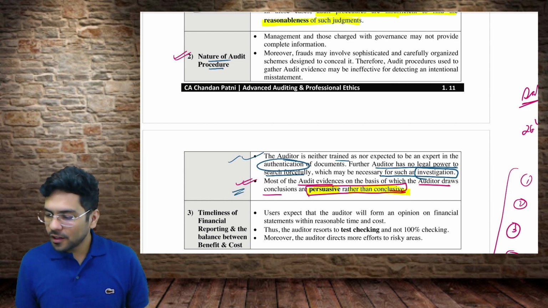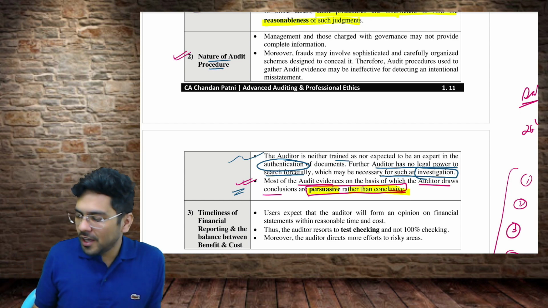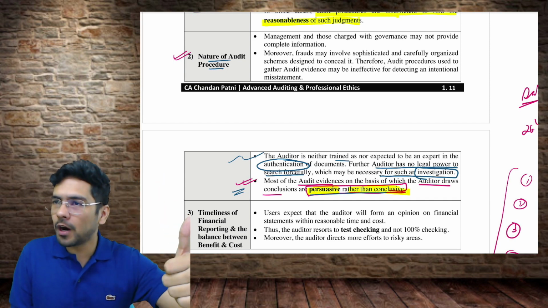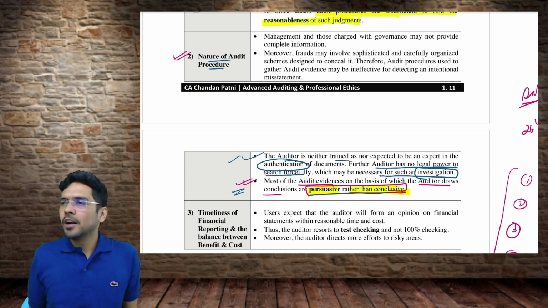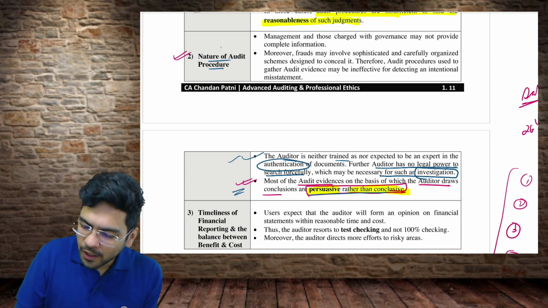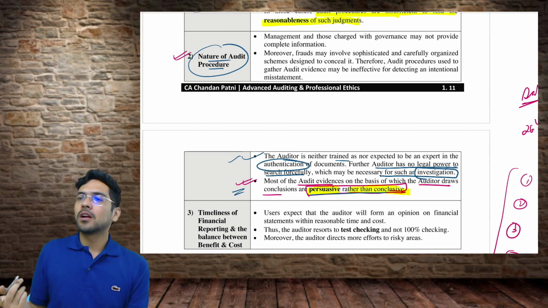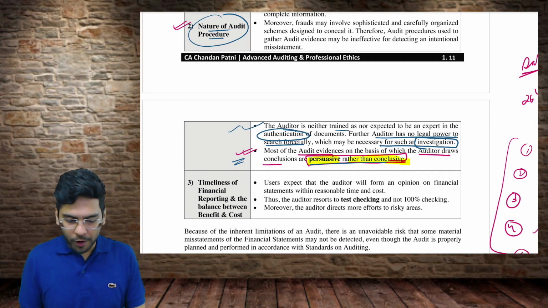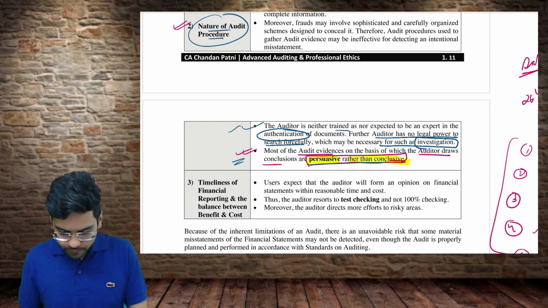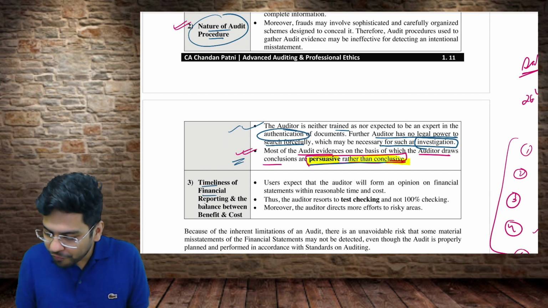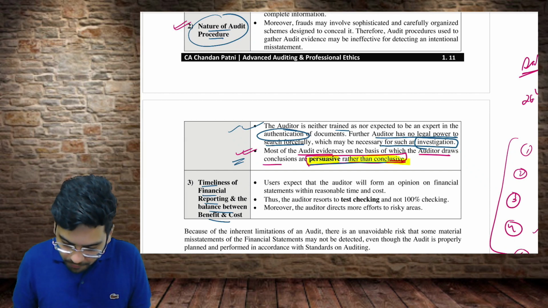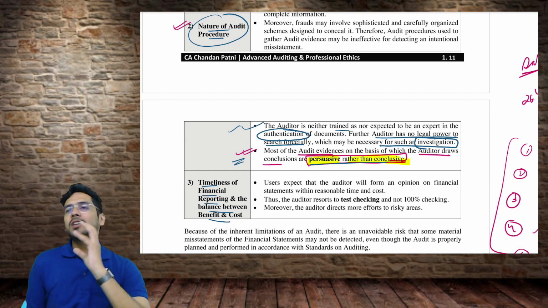So these are certain limitations, guys. We shall only be able to gather persuasive evidence rather than conclusive, plus we don't have investigatory powers, and we cannot authenticate our documents also. So these are some limitations with respect to our audit procedure. Okay, all right. And the third point is, it says timeliness of financial reporting and balance between benefit and cost. Okay, so what does it mean?